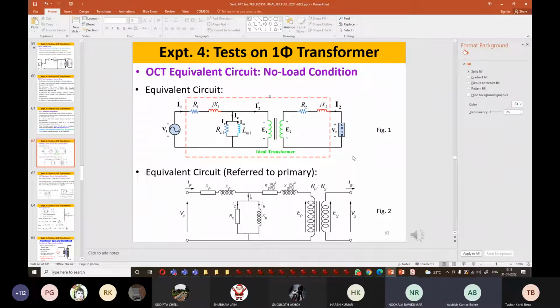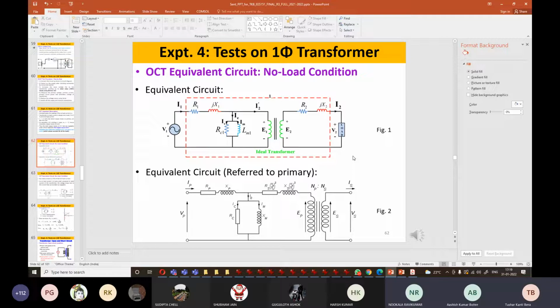The turn ratio is NP upon NS. This is basically the transformer turn ratio, meaning the number of turns in the primary and secondary windings. Based on that, the resistance and reactance referred to the primary, or the primary resistance and reactance referred to the secondary, will change. So this is basically the circuit referred to the primary, with the secondary resistance and reactance.